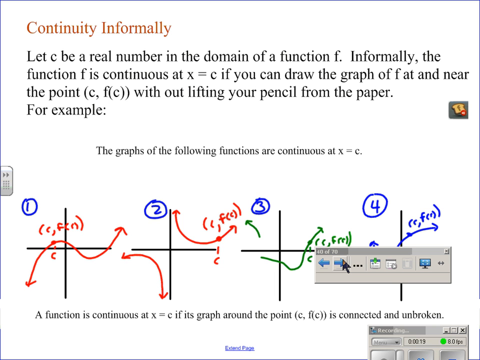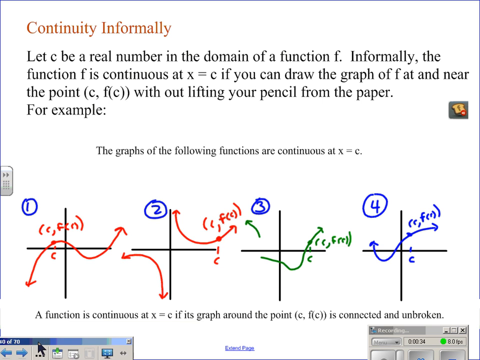So informally, continuity can be explained like this: if you let c be a real number in the domain of the function, then it's going to be continuous at a point c if you can draw the graph of f at that particular point without lifting your pencil from the paper. So I have 4 examples here where that is the case. In each case you see c. Now if I attempt to draw the graph of each one of those around c, you notice that I can do that without picking up my pencil.